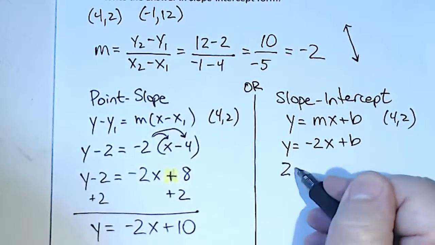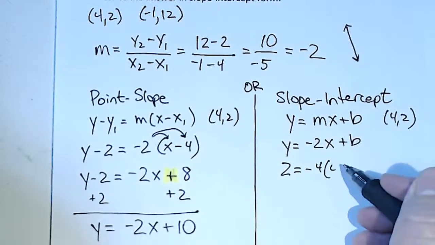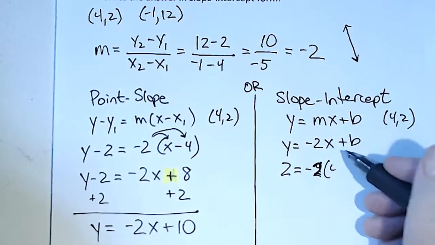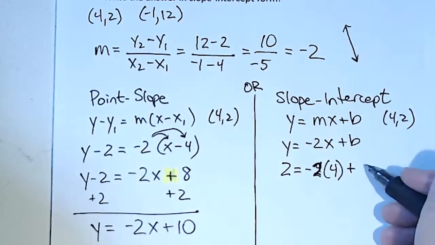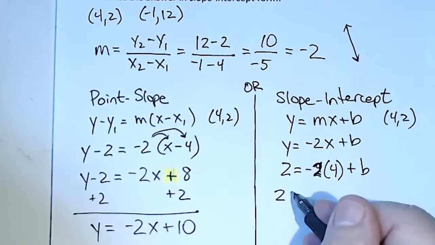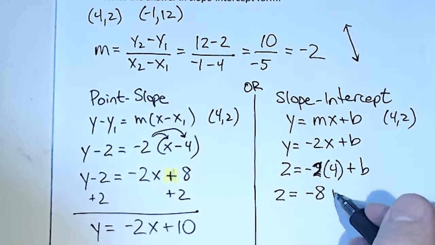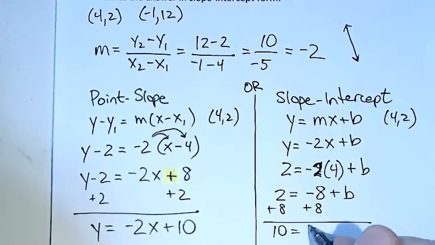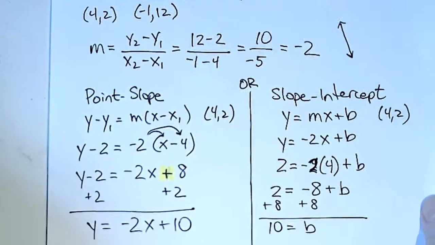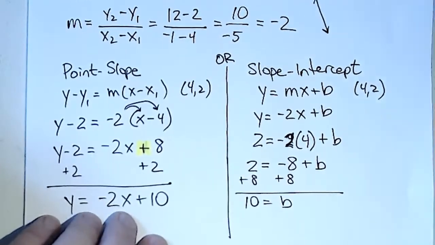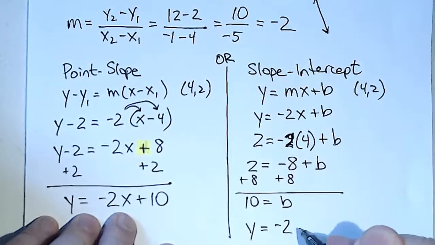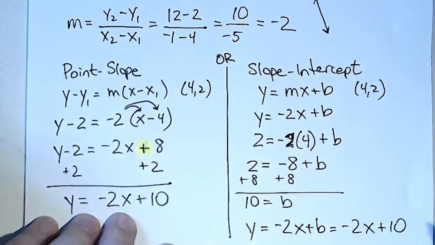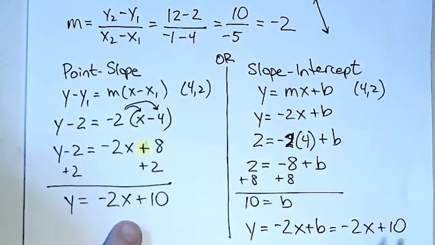So the 2 goes in place of the y, and the slope goes right here, and x is 4. Oh, so close and yet so far. So I got 2 equals -8 plus b. So b must equal 10, which tells me that I've got y equals -2x plus b, which is y equals -2x plus 10. Same answer.